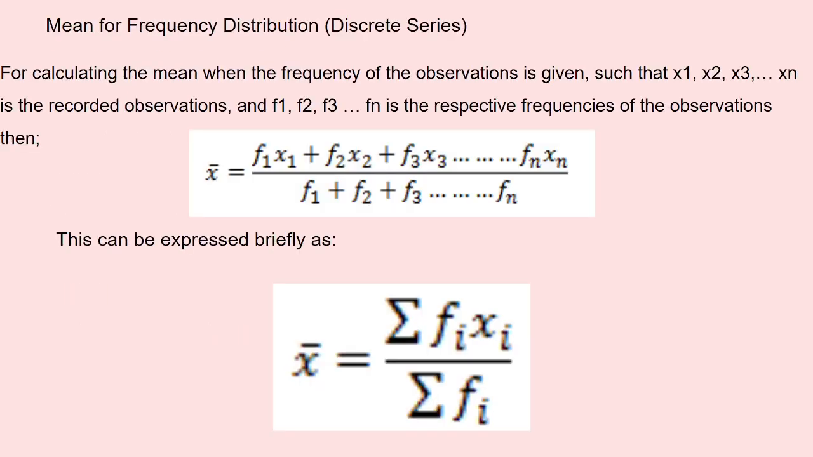Now let us find out mean when the frequencies are given. So let's say we have x1, x2, so on, xn, n observations with frequencies f1, f2, so on. Then the mean x bar equal to f1 x1 plus f2 x2, so on, fn xn divided by f1 plus f2 plus so on, fn. Then the x bar equal to sum of fi xi divided by sum of fi. This is the formula when the frequencies are given.